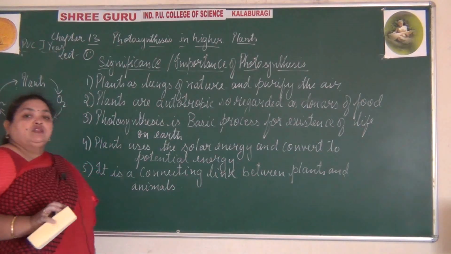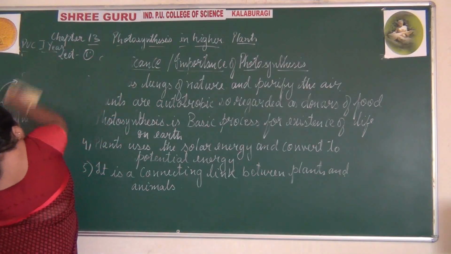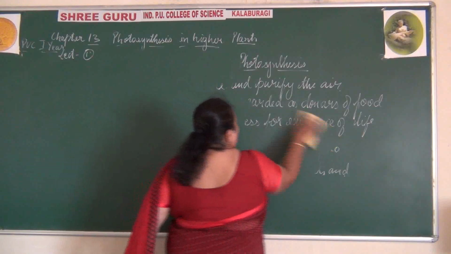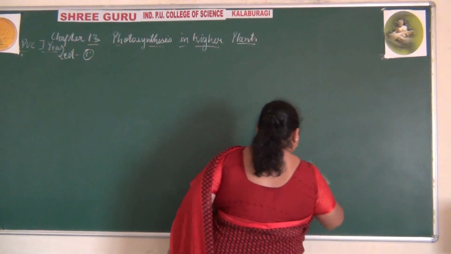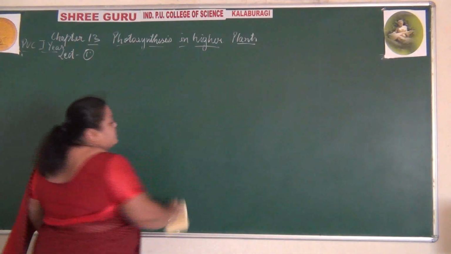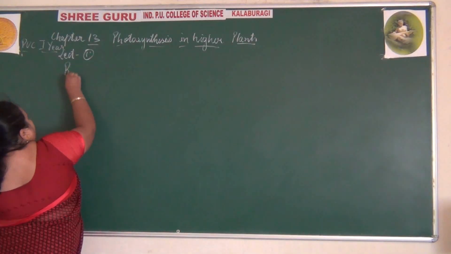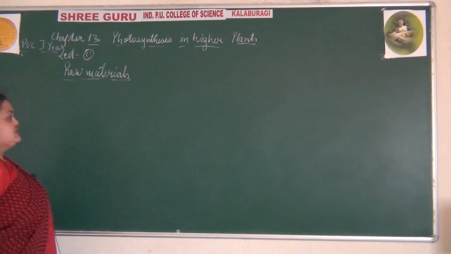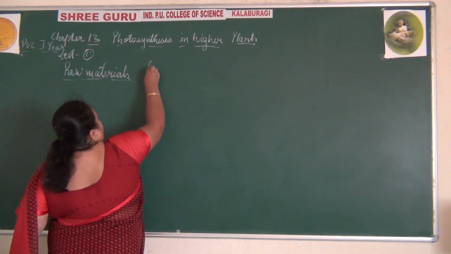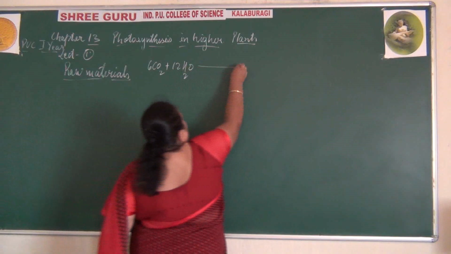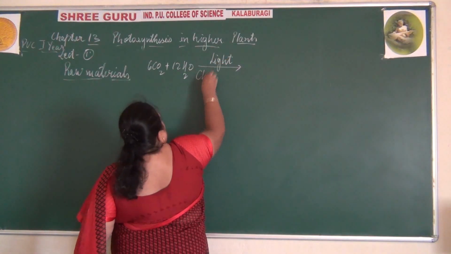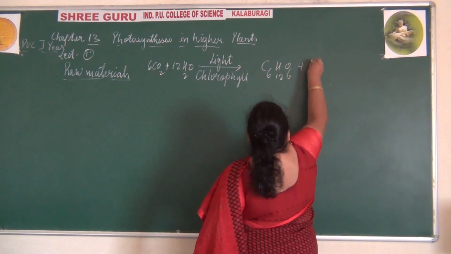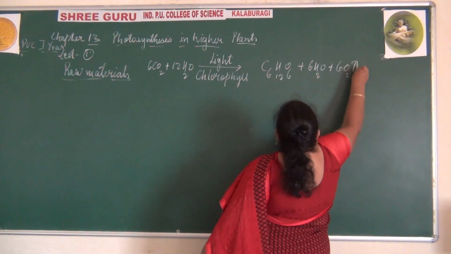Now, what are the requirements or the raw materials of photosynthesis? What are the raw materials required for photosynthesis? We'll go with the equation once again, where carbon dioxide and water, in the presence of light and chlorophyll, synthesize glucose with formation of water and oxygen.